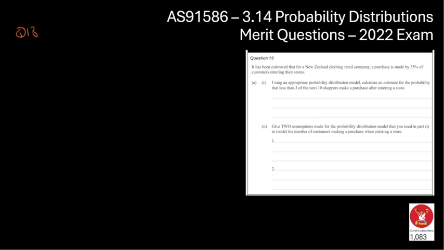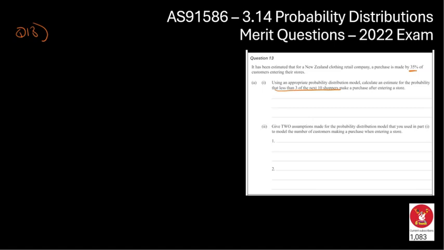So let's start off with question number 13. And this is a two-part question. We needed i and ii to get the merit mark. It is estimated for a New Zealand retail clothing company that 35% of the customers make a purchase. Using an appropriate distribution model, calculate an estimate for the probability that there are less than 3 out of 10 of the next shoppers entering the store making a purchase.